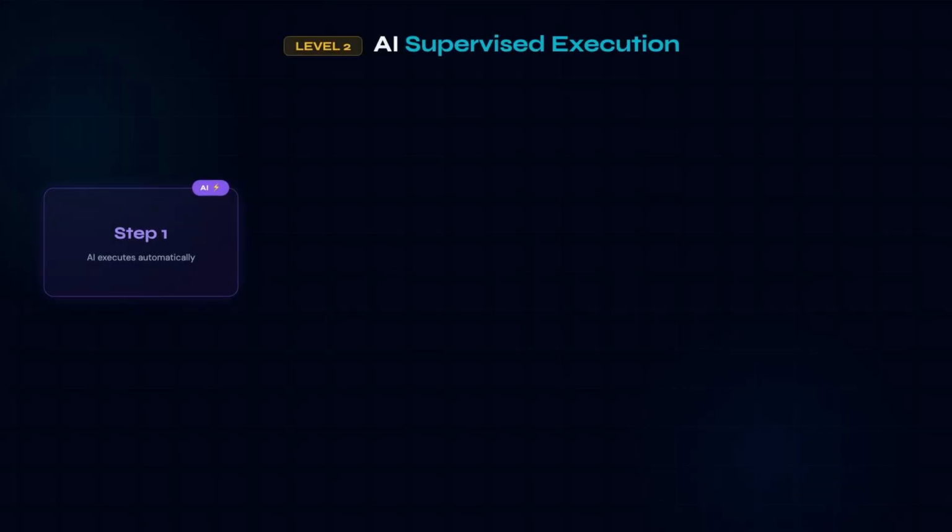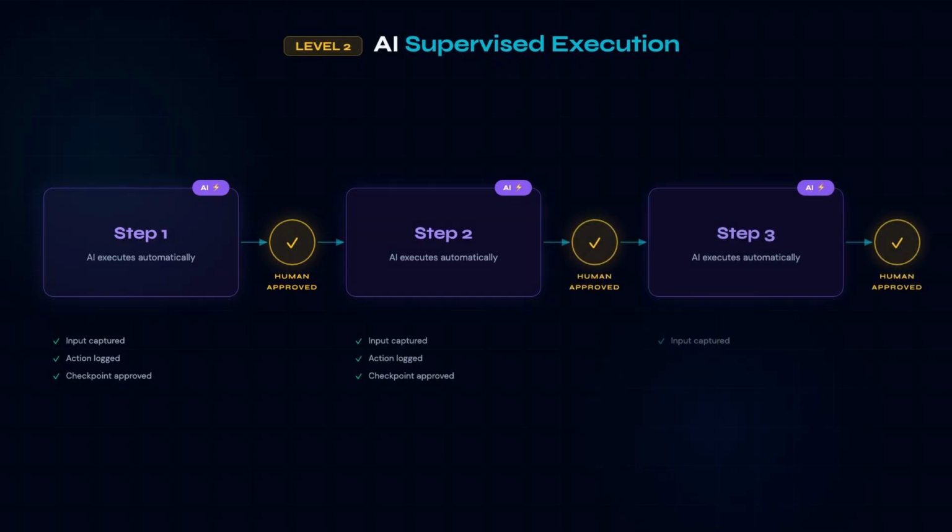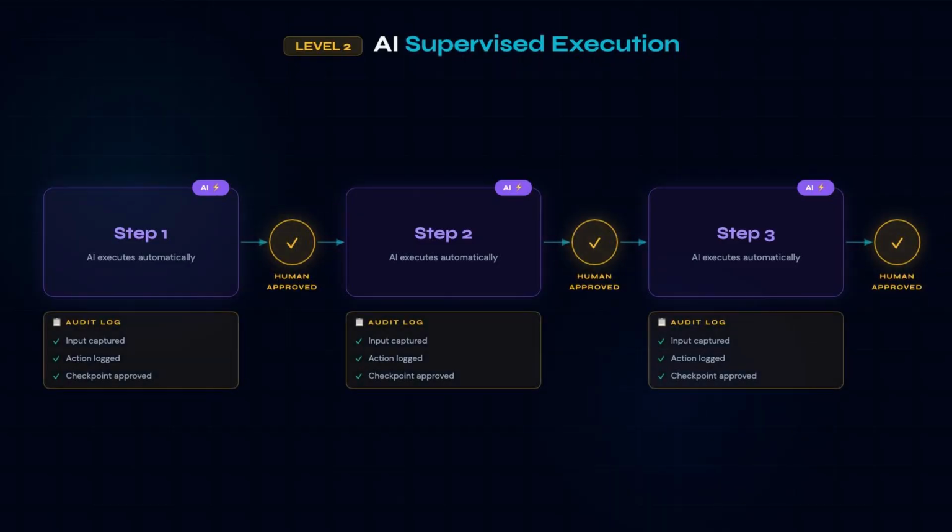Now, level 2 is supervised execution. And this is where the AI performs the workflow, right? And workers just review the final output. Here, the AI processes it and then the human approves it. And obviously, this is where you start having detailed audit logs involved.